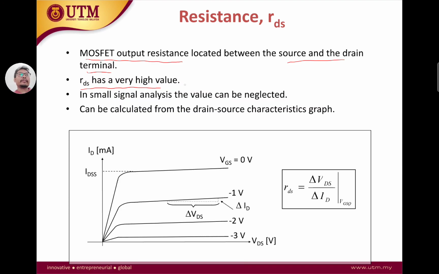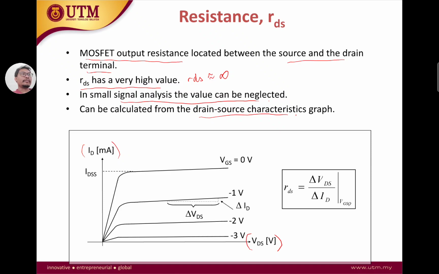We can approximate it, which we typically do, to be equal to infinity, a very large value. Because rds is a large value, we can normally neglect it in our small signal circuit analysis here, but in fact it can be calculated from the drain source characteristics. So what is a drain source characteristic graph? Drain source is the ID versus VDS graph. We've seen this in the previous videos.